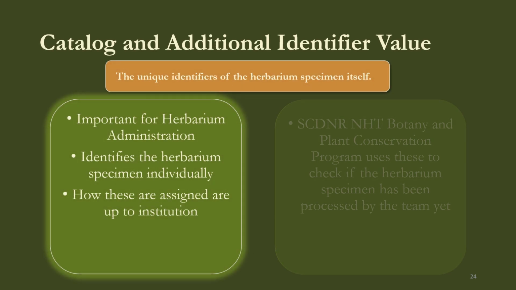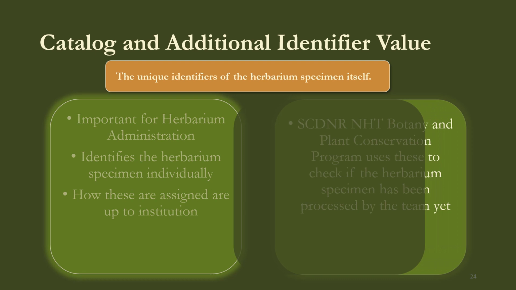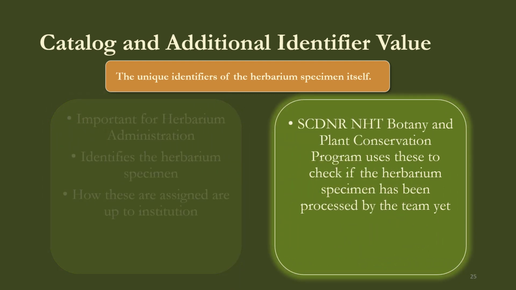Catalog numbers and additional identifier values are unique to the herbarium specimen itself. This data is important for herbarium administration and identifying the specimen individually. The assignment method and format is up to the institution. These are our field priority for SCDNR because as occurrences from CERNEC are being processed, the catalog numbers are saved. We then use this when searching CERNEC for new occurrences.